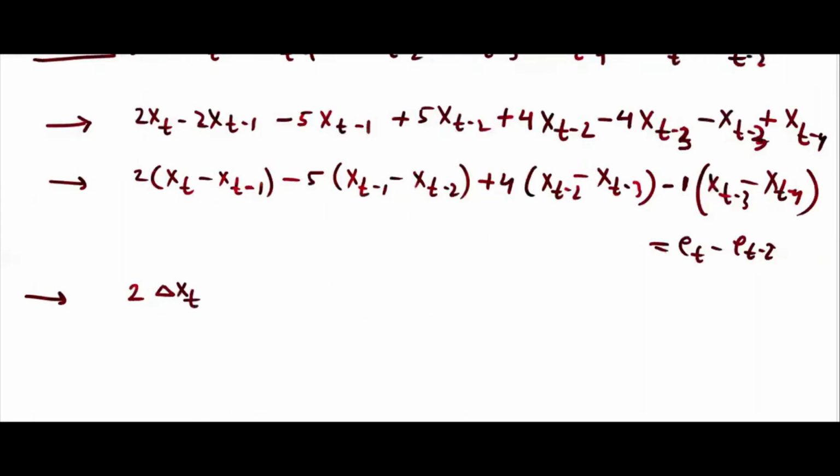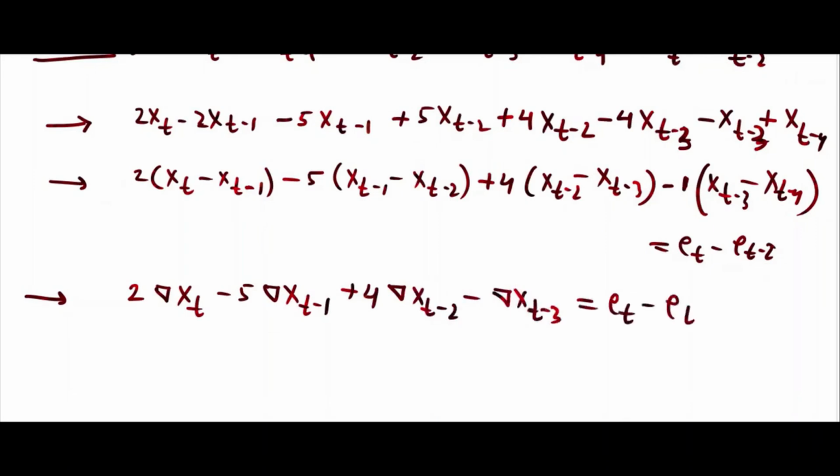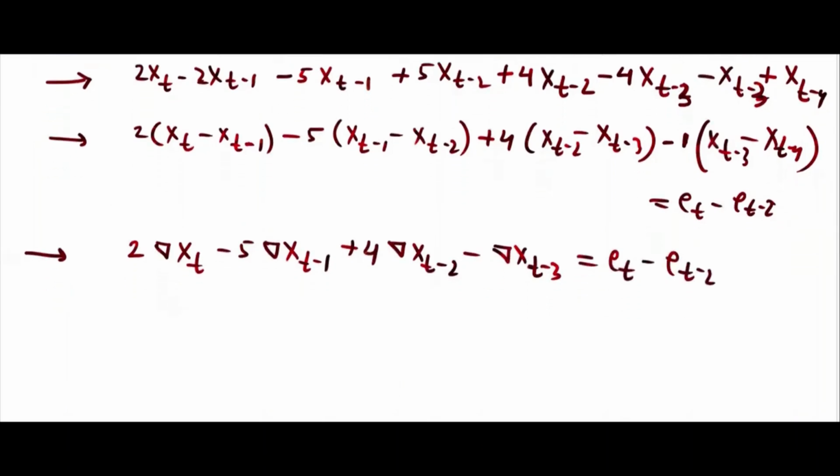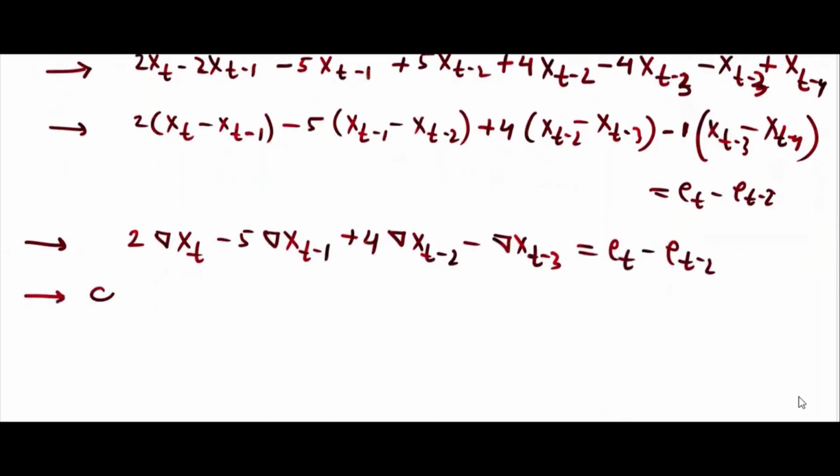How do we write nabla xt, right? Here in time series. So 2 nabla xt minus 5 nabla xt minus 1 plus 4 nabla xt minus 2 minus nabla xt minus 3. That will be et minus 2. Now if you check this one, you can take yt as well. Let me write the characteristic polynomial at least here. That will be 2 minus 5z plus 4z square minus z power 3 equals 0.